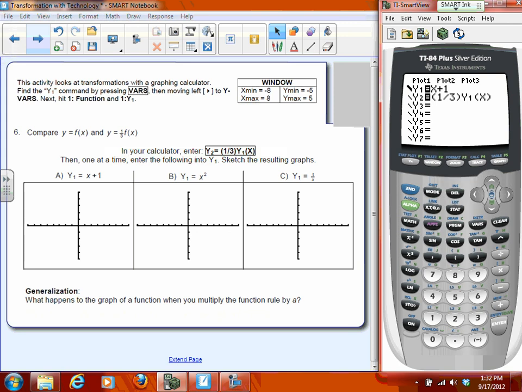y1 of x. And then go ahead and do all 3 of those parts. Do x of a, b, and c.